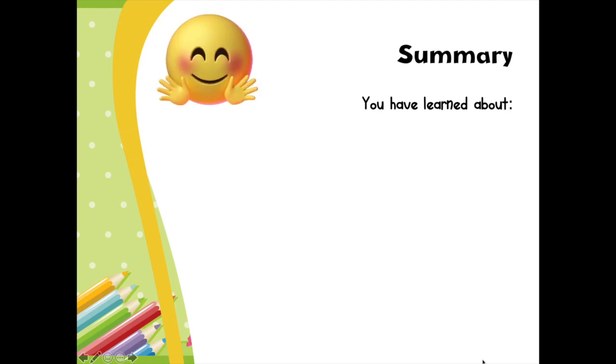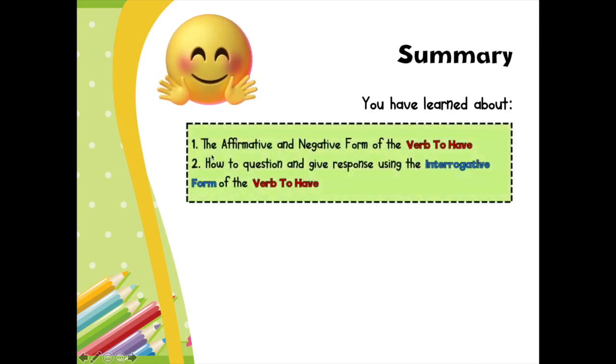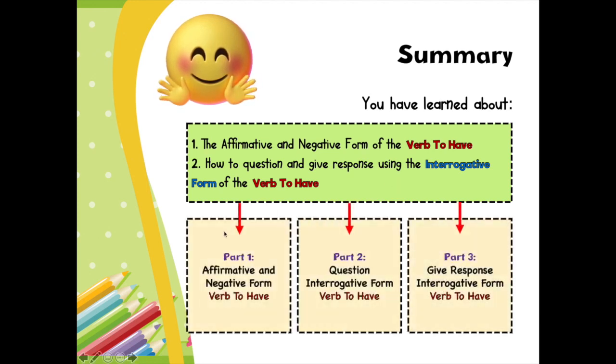So pupils, the summary for today's lesson is you have learned first the affirmative and negative form of the verb to have, then second, how to question and give a response using the interrogative form of the verb to have. Again, I repeat, there are 3 parts that we have learned. The first part is about the affirmative and negative form of the verb to have, part 2 is about how to ask a question using the interrogative form of the verb to have, and in part 3 we learned how to give a response using the interrogative form of the verb to have.